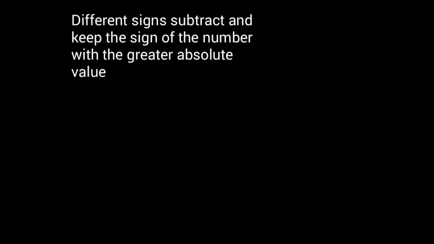Alright, and the second rule for adding integers is if the signs are different, subtract and keep the sign of the number with the greater absolute value. So let's look at some numbers. So let's say we have negative 12 plus 5. So different signs. I got a negative and a positive. I'm going to subtract. 12 minus 5 is 7. And the number with the greater absolute value would be the 12, and its sign is negative, so my answer is going to be negative.